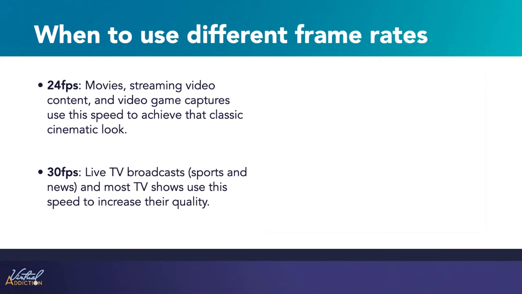30 FPS is used by live TV broadcasters, think sports and news, and most TV shows use this speed to increase their quality. Sports in particular need to show movement more clearly and in real time, which is why 30 FPS is the frame rate of choice.